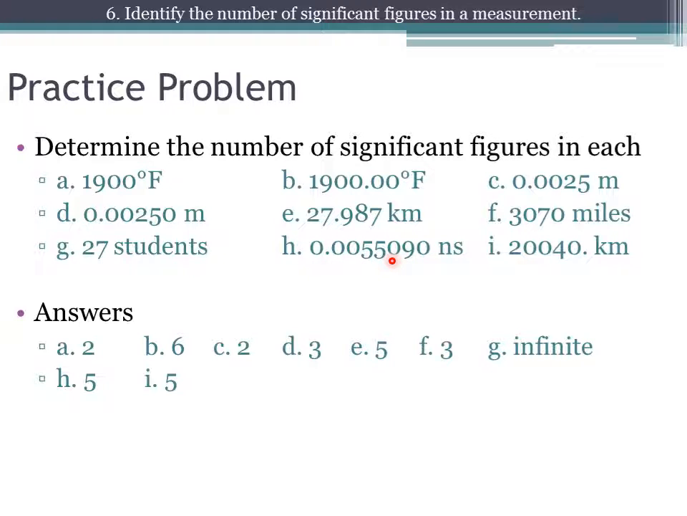The 0 between the 5 and the 9 is significant because it's between 2 sig figs. The last zero is also significant because it's a final zero after the decimal. We're putting it there specifically to show that we estimated to that digit, so five sig figs. The last one here, also five sig figs. Notice the decimal point at the end, that's there to show that we actually estimated that last zero. The zeros between the 2 and the 4 also have to be significant because they're between two non-zeros, so all those digits are significant, so 5 sig figs.